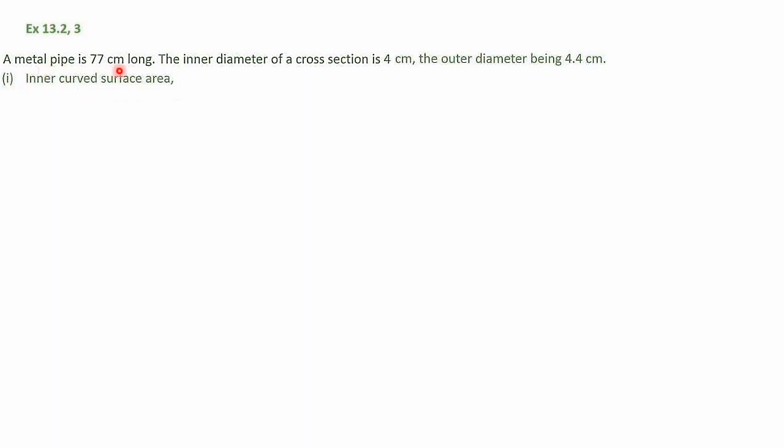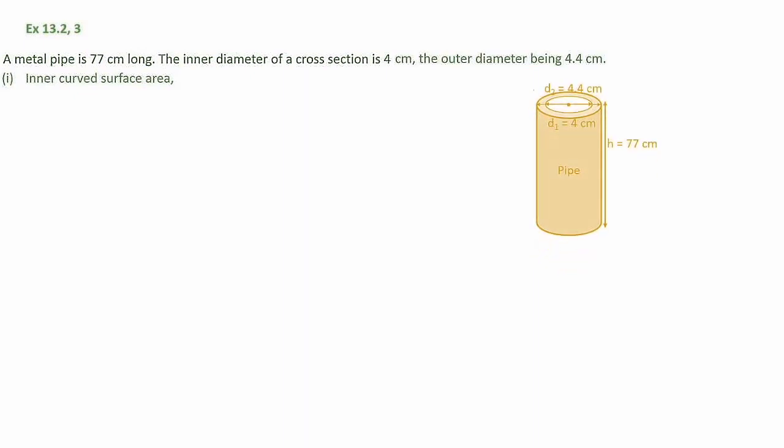So a metal pipe, as you know, the inside portion is empty. That is called a hollow cylinder. 77 centimeter long means height is 77 centimeter. And the diameter of the cross section, in the sense the top portion or the bottom portion, we can call it the cross section, is 4 centimeter inner diameter and 4.4 centimeter outer diameter. How these two radii are coming, we will see in the diagram.